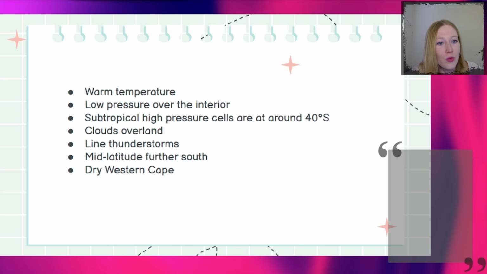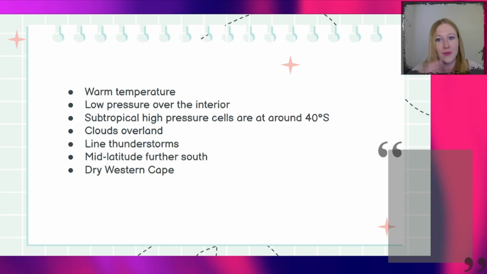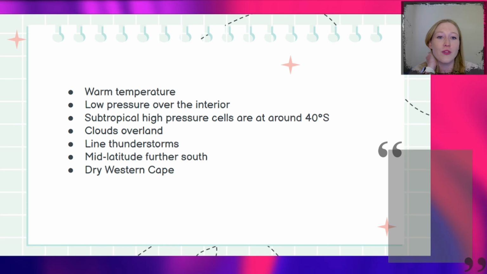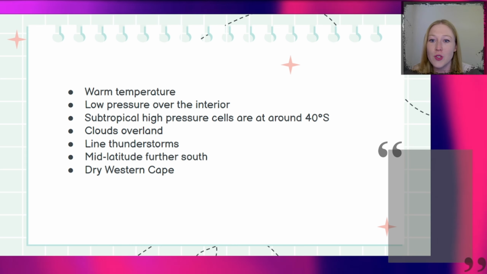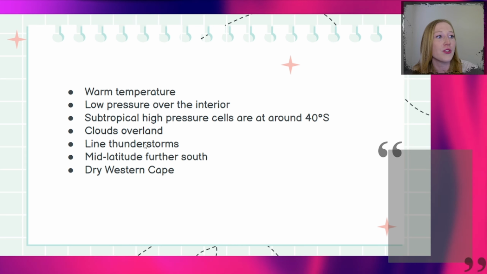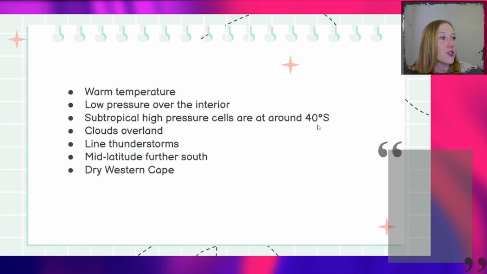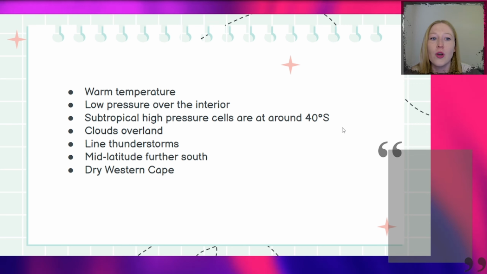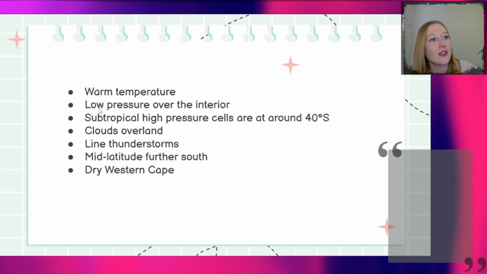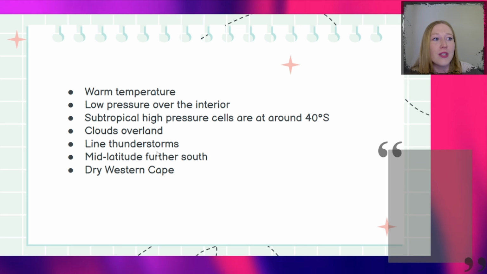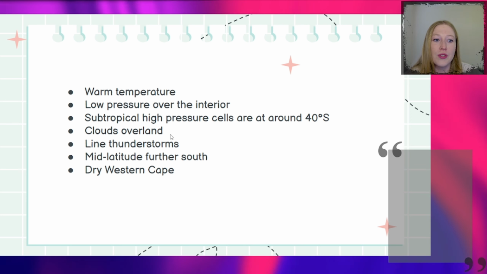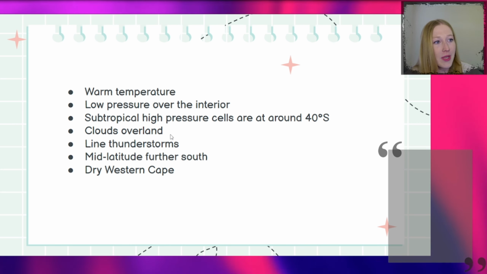If you can see that there's warm temperatures, then say warm temperatures. After that, look for the low pressure over the interior. Okay, that's your first piece of evidence. Then you take a look at where the high pressure is. If it's further south, so around 40 degrees south, also implies summer. Clouds, we're going to see now where we get summer rain. So clouds, thunderstorms, all of those things, summer rain, it's summer.